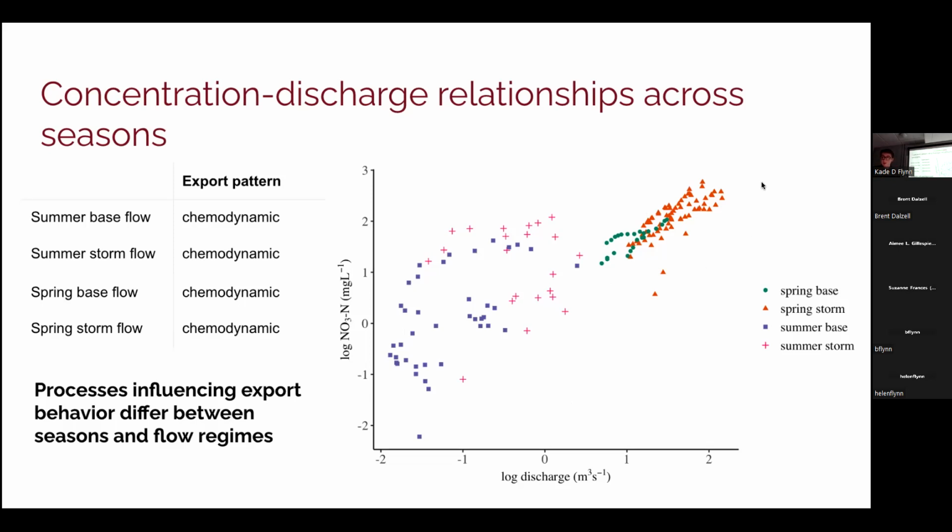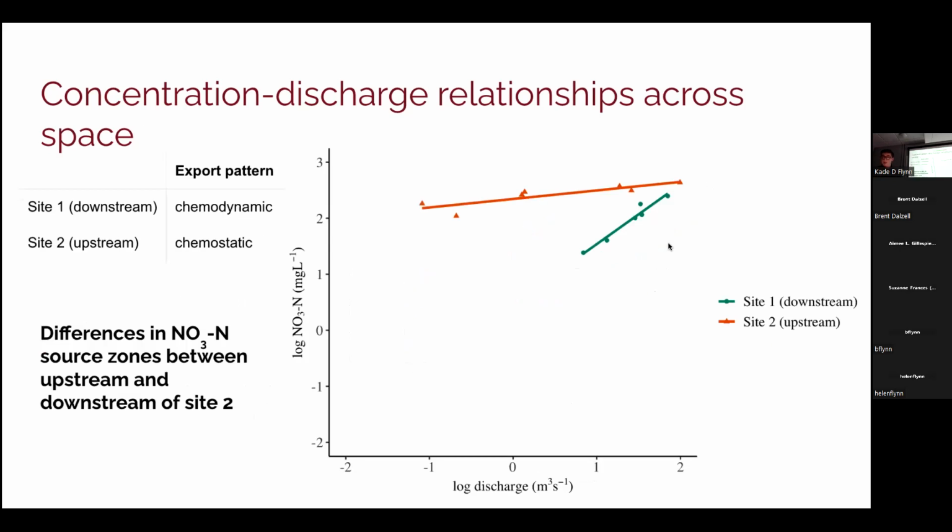So because this behavior was a little bit unexpected, we compared for a subset of dates these same relationships between our downstream and our upstream gauge. So looking at the concentration discharge relationships across space. And here we see for this subset of dates at this downstream location, we still have these chemodynamic conditions, chemodynamic and enriching. But at our upstream location, this export pattern is classified as chemostatic. So this is an indication that there's difference in nitrate source zones between upstream and downstream of Site 2.